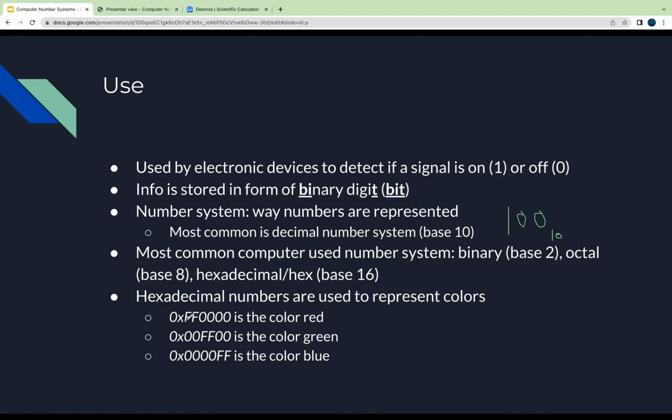And as you can see, it's a number that comes in 6 digits. The first two are indicating how much red there is in this color. The second two are how much green there is. And the third is how much blue there is. And we'll learn what F means later.